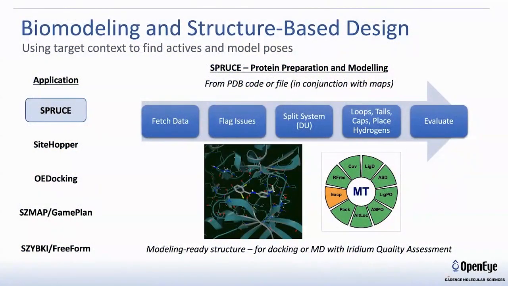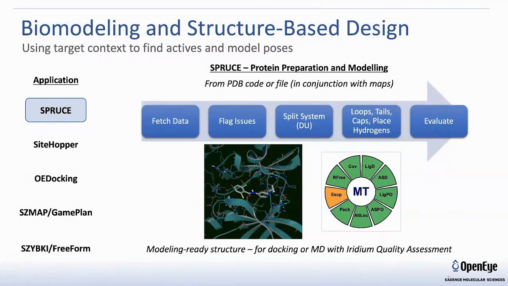Any discussion of structure-based design has to start, necessarily, with a discussion of the preparation of the target models that will be used in the overarching workflow. OpenEye's application for processing protein structures is an application called Spruce, which takes a target protein structure and outputs a modeling-ready structure known as a design unit, which can be used for docking, molecular dynamics simulations, and other structure-based screening and design methods.